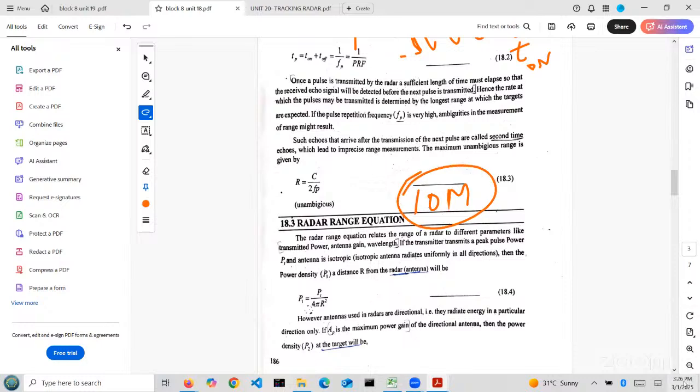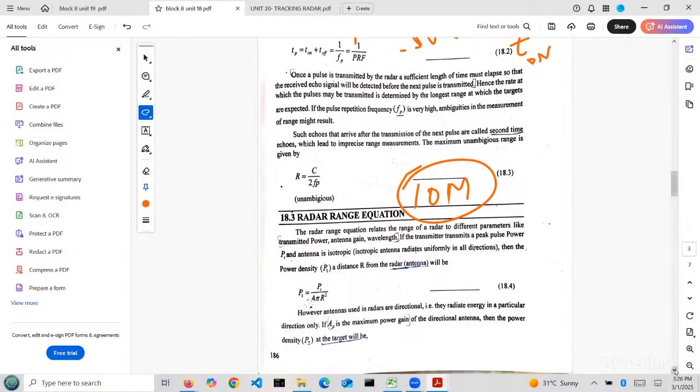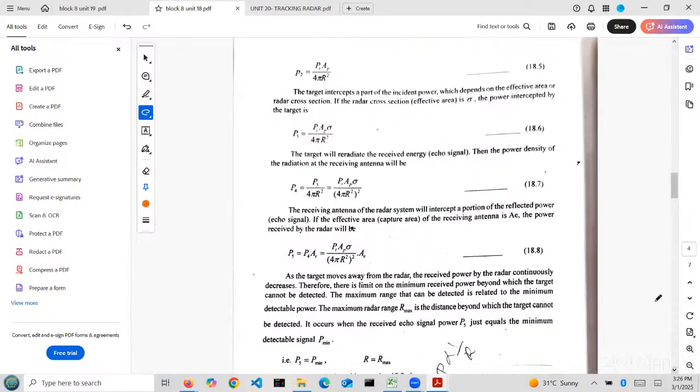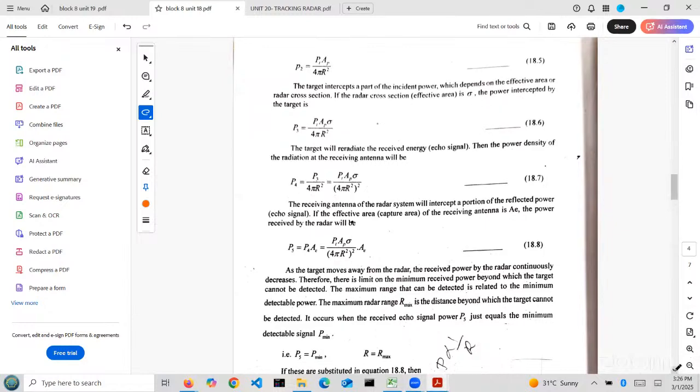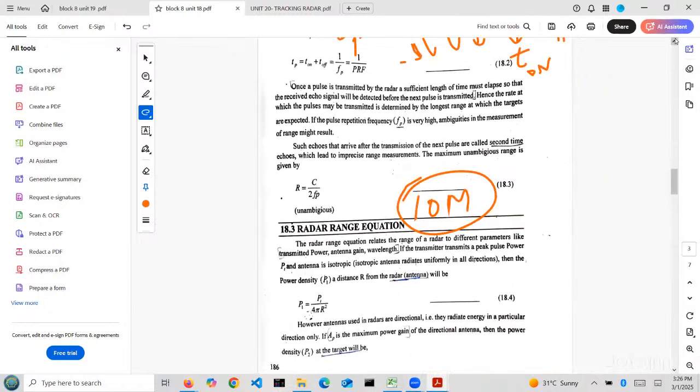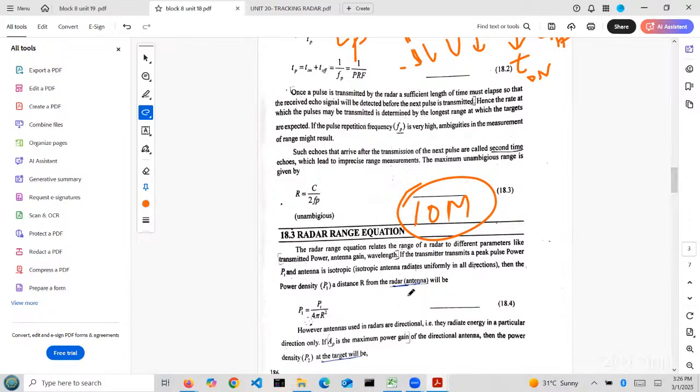Here I am calculating power. Whatever power I am calculating, it is again across the transmission side and across the receiver side. First we will see the transmission side power, and next we will see the receiving side power. First what we have? P1. What is P1? P1 is power density.